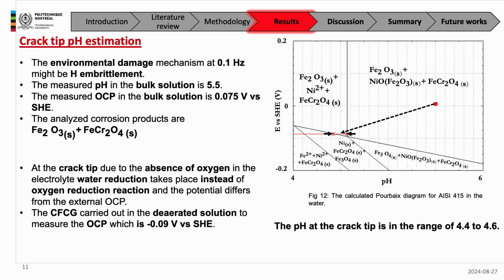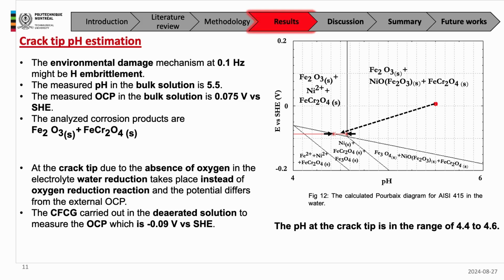However, our measurements with XPS show that we have a pH drop towards this region, where we have iron oxides and FeCr2O4. So this shows that we have a pH drop, but we don't know 100% in what range. So we wanted to make it as precise as possible.